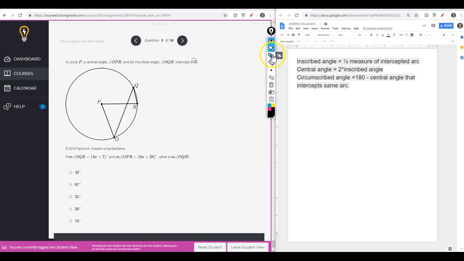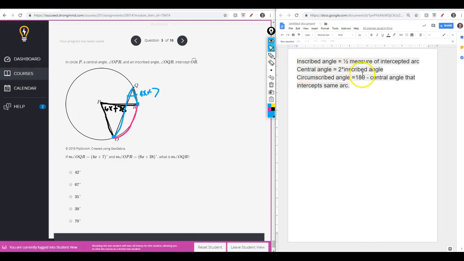Okay, so we have a central angle right here as OPR. That is equal to 6x plus 28. And we have the angle OQR. Notice that they still have the same ending points, so they are intercepting this same arc OR. So since it's intercepting the same arc, we have a relationship. So this is 4x plus 7. I'm just drawing that in so I could visually see it.